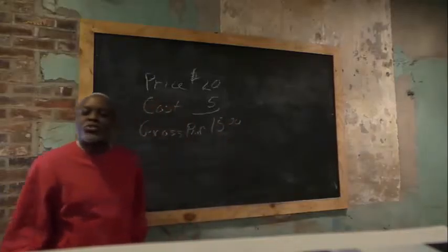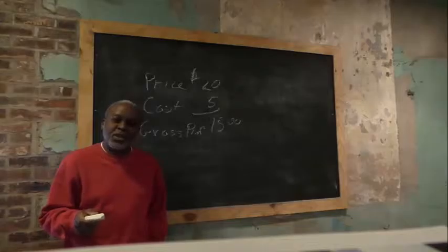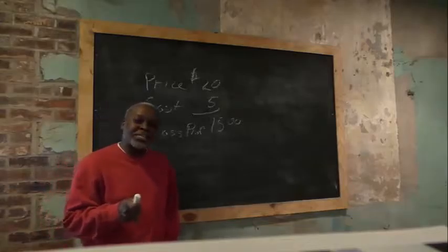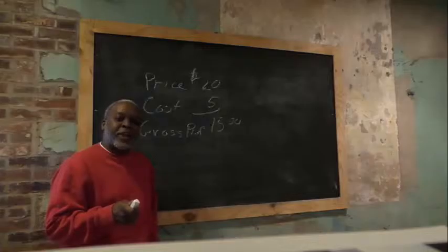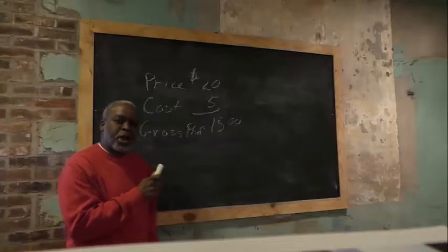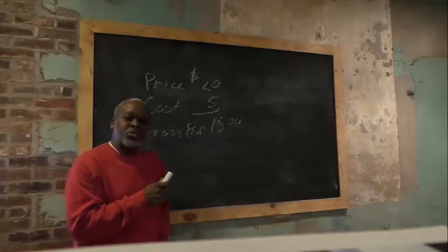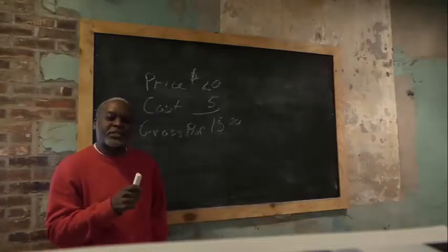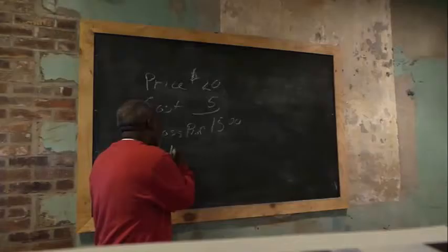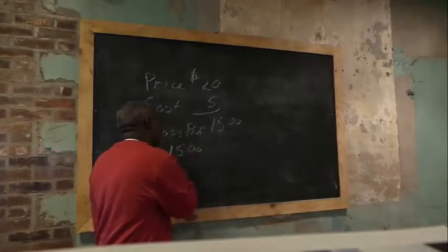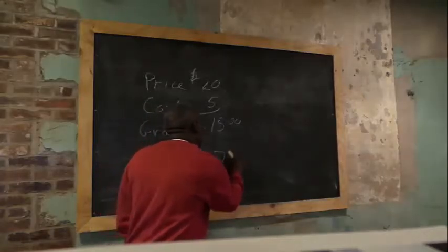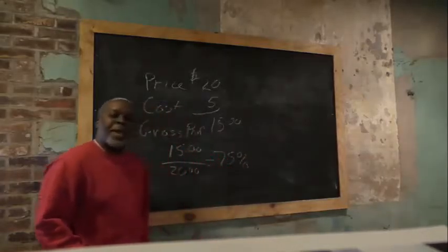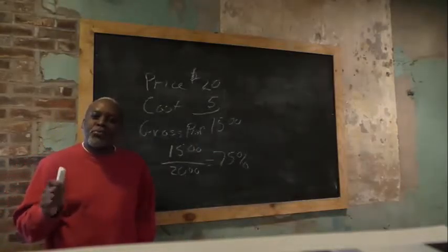But now, what does gross profit mean and how do we use it? With gross profit, what it means is I'm looking for the amount of money that I'm going to have to run my business minus the cost of producing the product or service. So in this instance, what we need to do first is actually turn this gross profit into a percentage. So the $15 divided by the $20 price equals 75%. So we're making actually a 75% profit margin.